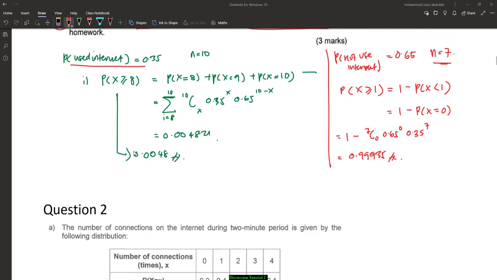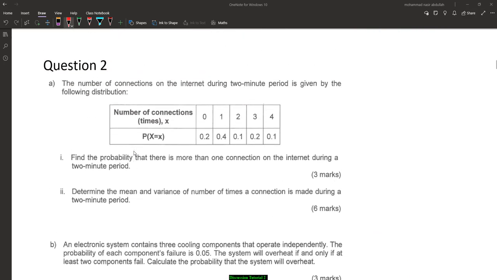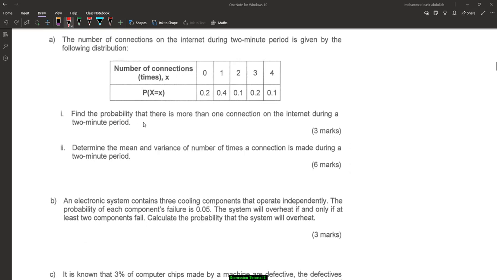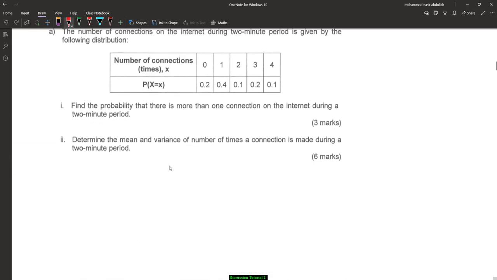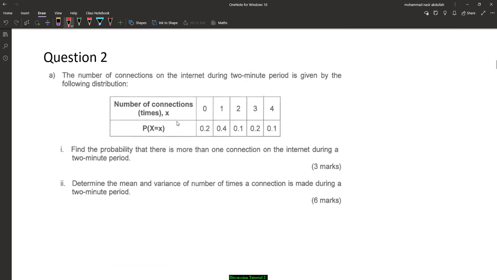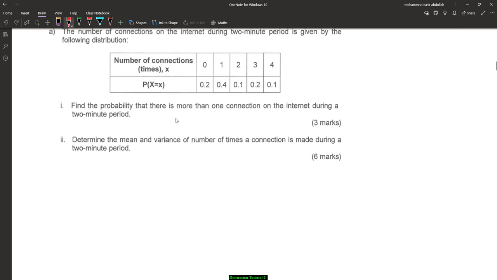Okay, so question number 2, the following connection on internet. If you look at this, this is from a final exam question. So the format is the same. Question number 3, they will have the same format of question, right? So you can expect in the final assessment how the questions will come out, right?